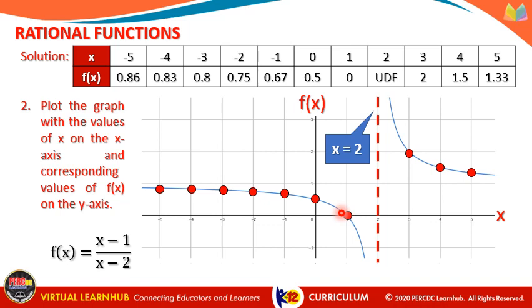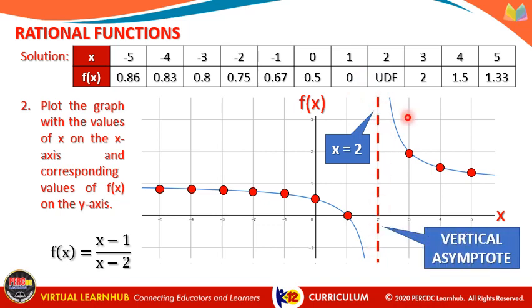May tawag tayo actually sa line na x is 2. Ang tawag natin sa mga lines na ganito ay mga vertical asymptotes. Okay, so what are vertical asymptotes? Sila ay mga lines na kung saan yung graph natin, palapit sila ng palapit sa mga lines na ito, pero they will not intersect with it. So, ang tawag natin dito, vertical asymptote. Okay?